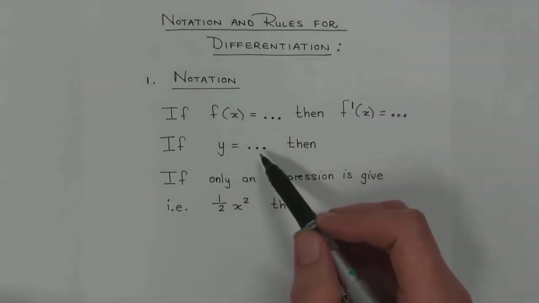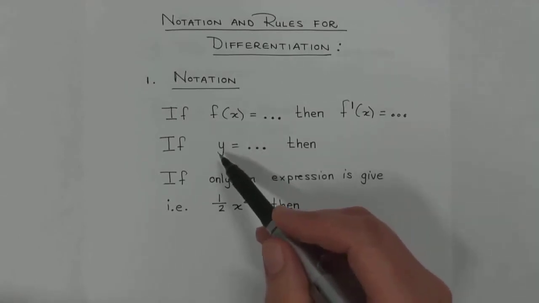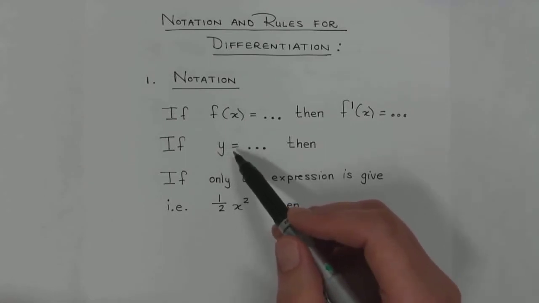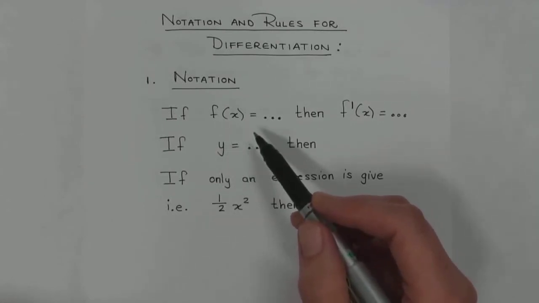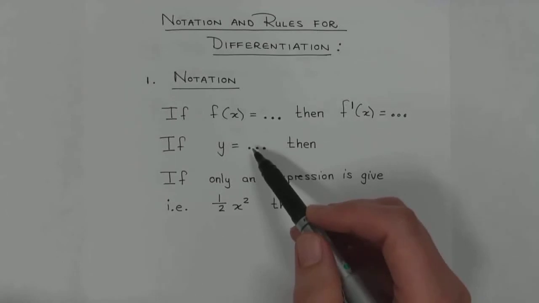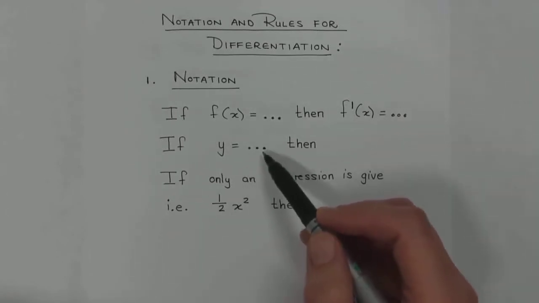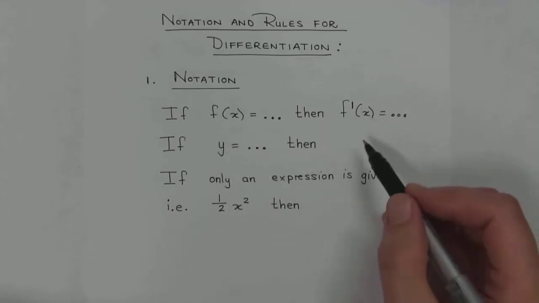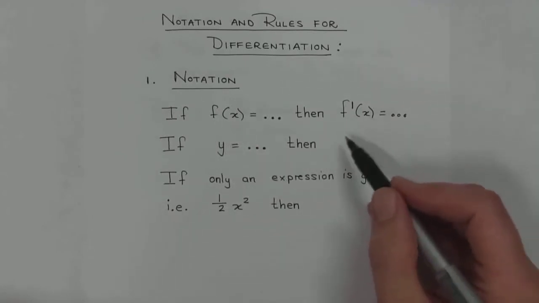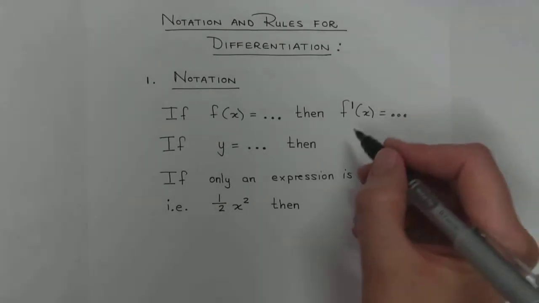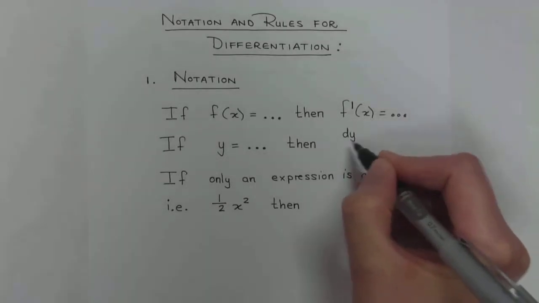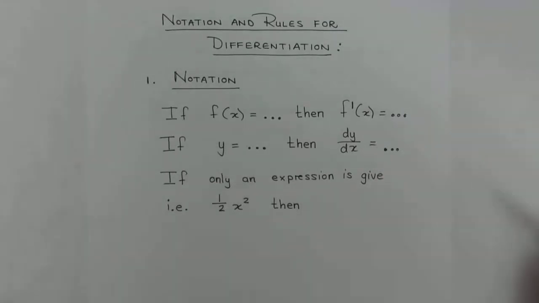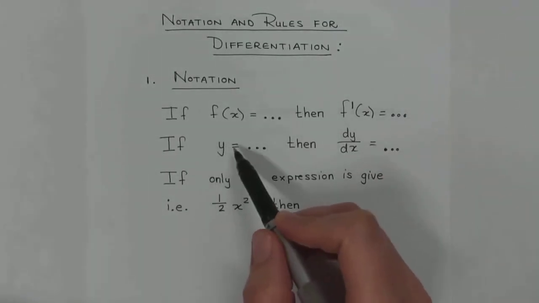Then if y is equal to, in other words, if the function is not defined as f(x) but is defined as y, so in this case y could be equal to x³ - 4, which, by the way, we're going to learn later is called a cubic function. If I define the function in terms of y, then when I indicate I'm now writing down the first derivative, I will use the notation dy/dx = . So that's the notation for the derivative if they define the function as y.